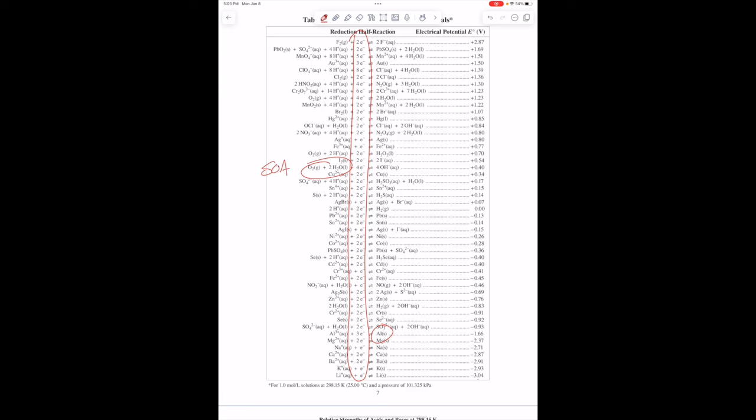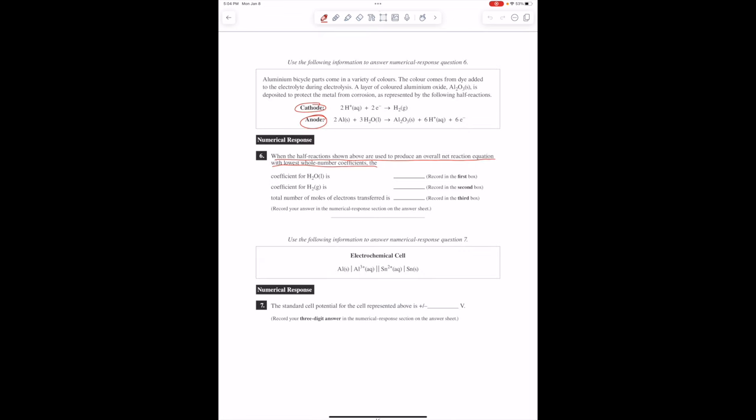And then let's say this one is the SRA. When I go to balance, I write this one forwards as is, but I flip this one. It looks like they've already flipped it because they've got their electrons over on this side. So let me go back and show you. I got electrons here, and I got electrons here, so I think they've already flipped this for me.